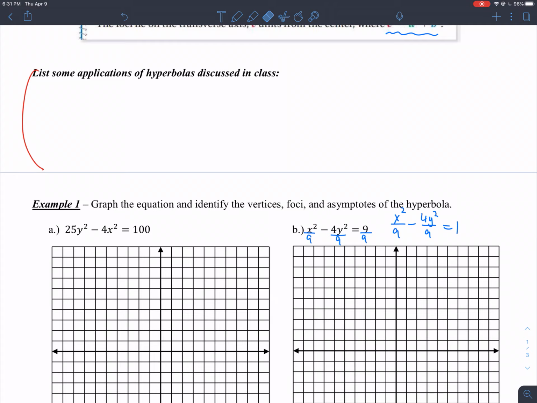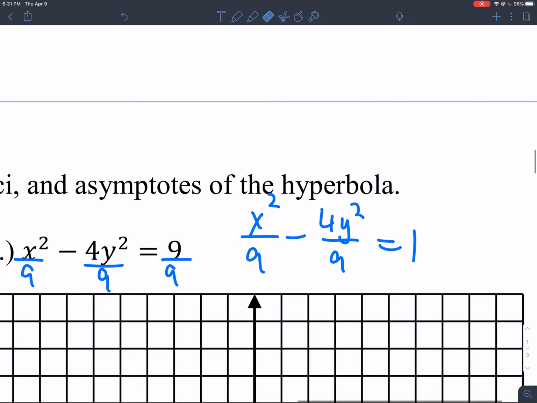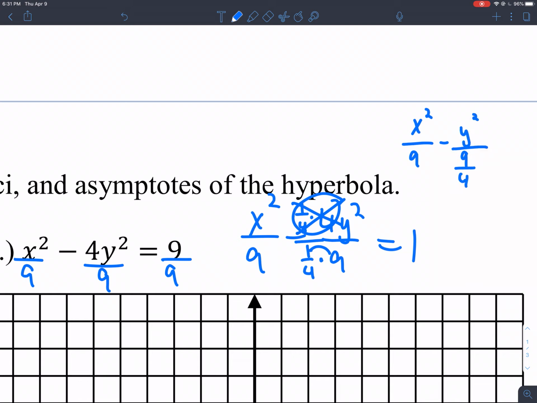And so what you end up doing is something interesting. How can I get rid of the 4? Let me zoom in here. How can I get rid of the 4? You say if I multiply by a 4th, top and bottom, then this will cancel and it becomes a 1. And then on bottom I get 9 times 1 over 4. So if you do this you get x squared over 9 minus, this is now a 1, so y squared over 9 over 4 equals 1.